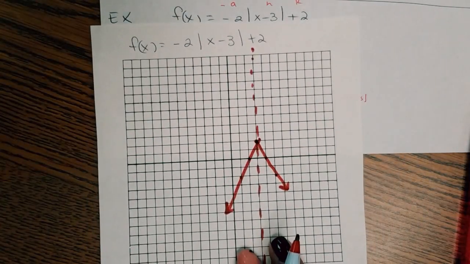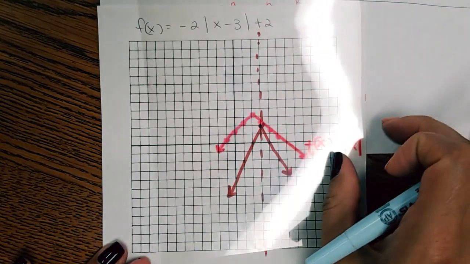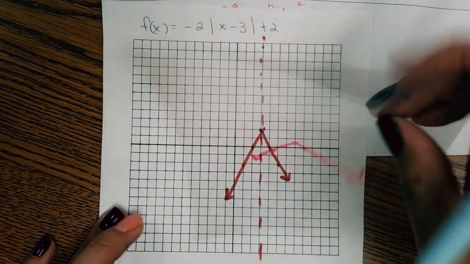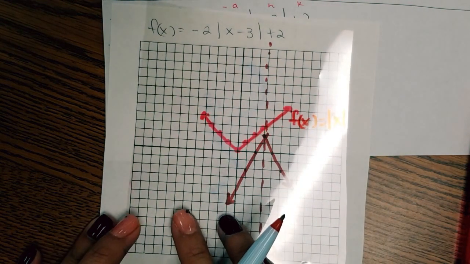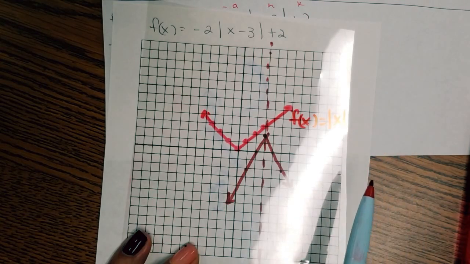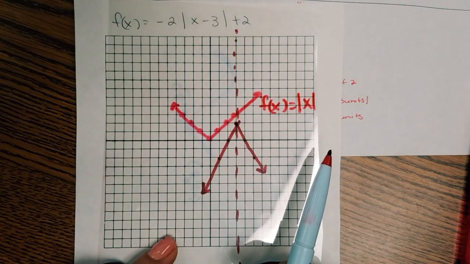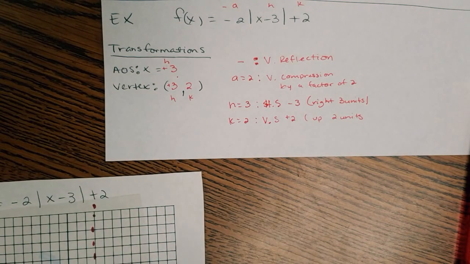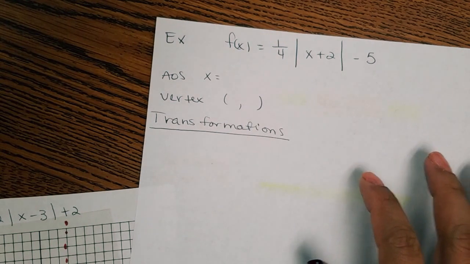So if you wanted to compare it to your parent function, you would notice that, okay, it moved. Sorry, so there's your parent function. You would notice, okay, it moved to the right, it moved up, it flipped, and it got more narrow. Okay, so it had a compression. Let's see, I have one more example for you, and then some practice problems.